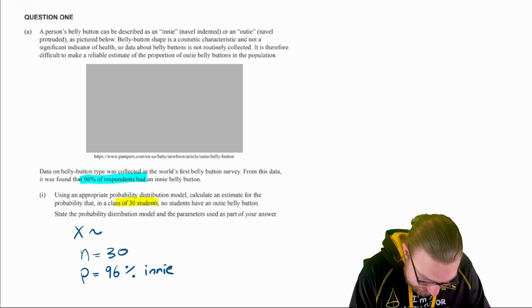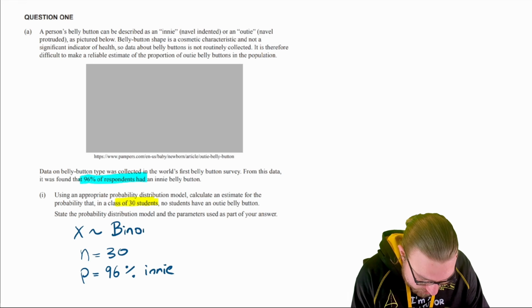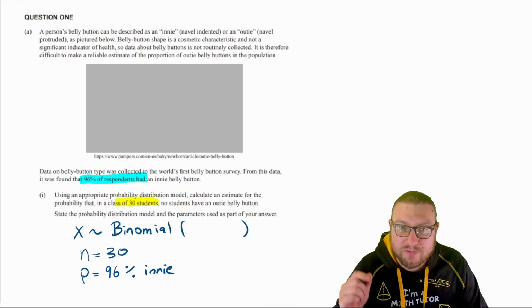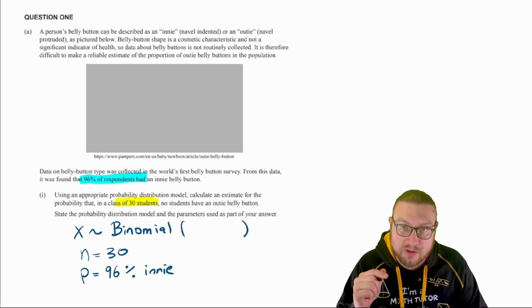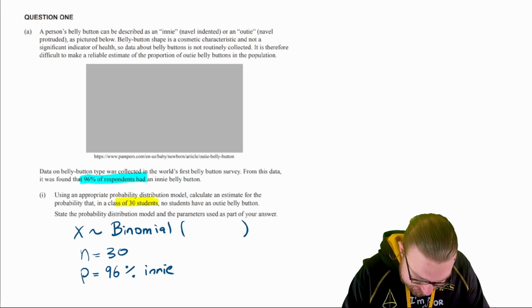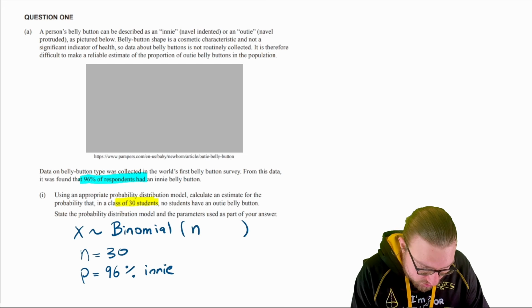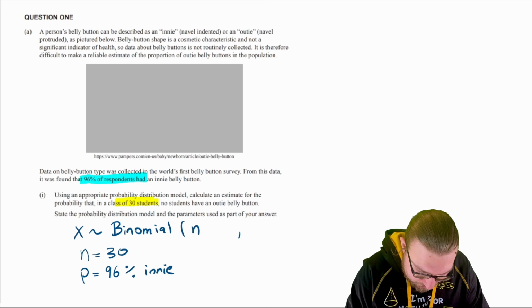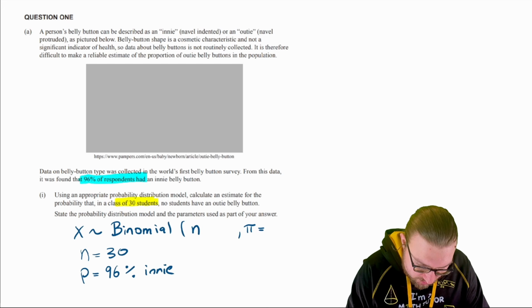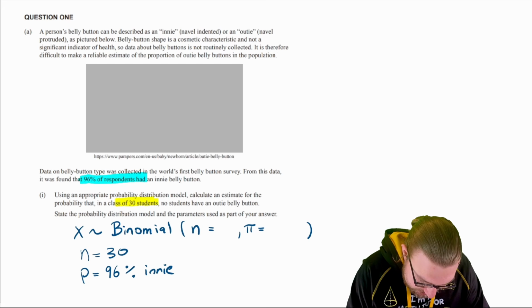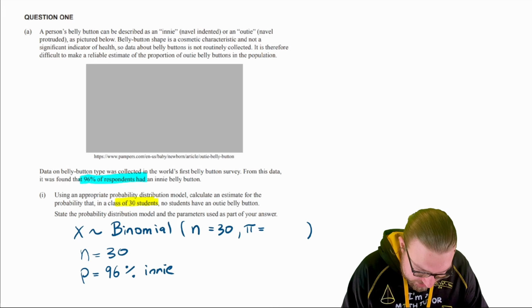Now we're going to write X has distribution, and then we're going to write binomial. And we're going to have to give the parameters. And remember, if you go to your formula sheet, you can go to the binomial distribution and it will tell you what the parameters are. So in this case, n is a parameter and also the little pi that they have. So in the formula sheet, the probability is actually a little pi. So if you list both of those, then we're already done with the first part. n is 30, so that's 30 students, and the probability of an innie is 0.96.